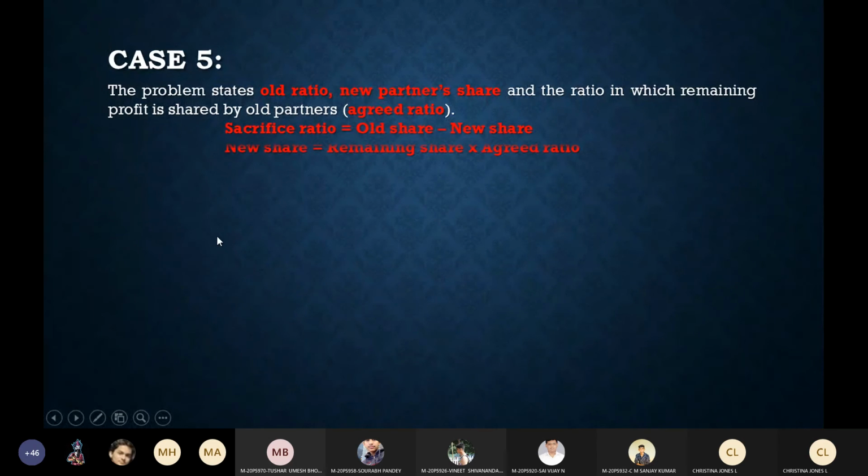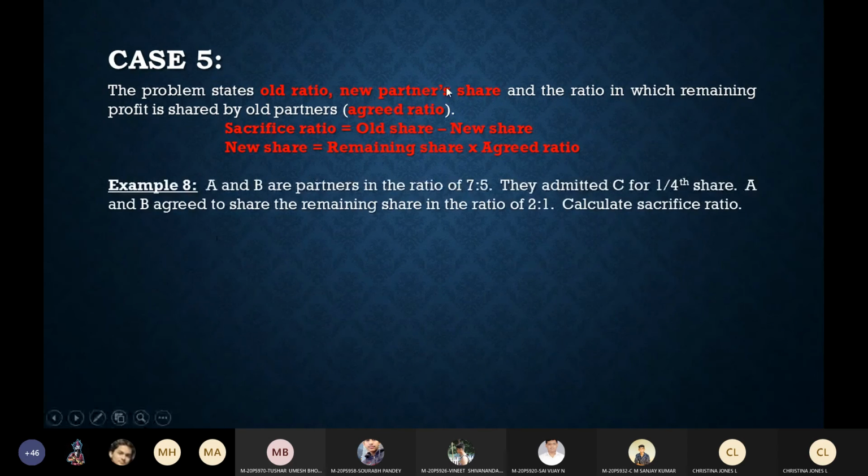See, I'll give you an example. Ignore the formula, first pay attention to the example. See, A and B are partners sharing profits in the ratio 7:5. This is how they used to share before. They admit C for 1/4 share. So how much are they giving? 1/4 they are giving. And they're saying they admit 1/4 share.